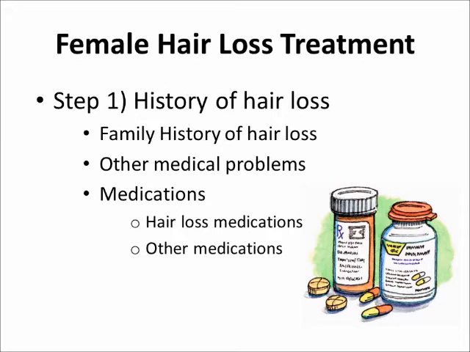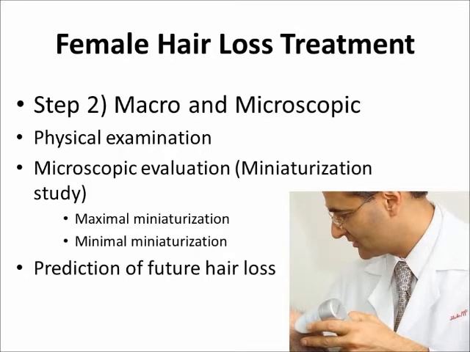The second step in the diagnosis of female pattern hair loss is macro and microscopic evaluation of hair loss. Obviously, as soon as patients step in, we can know grossly what kind of hair loss they have, and whether this is a typical female pattern hair loss, or a male pattern hair loss in a woman.